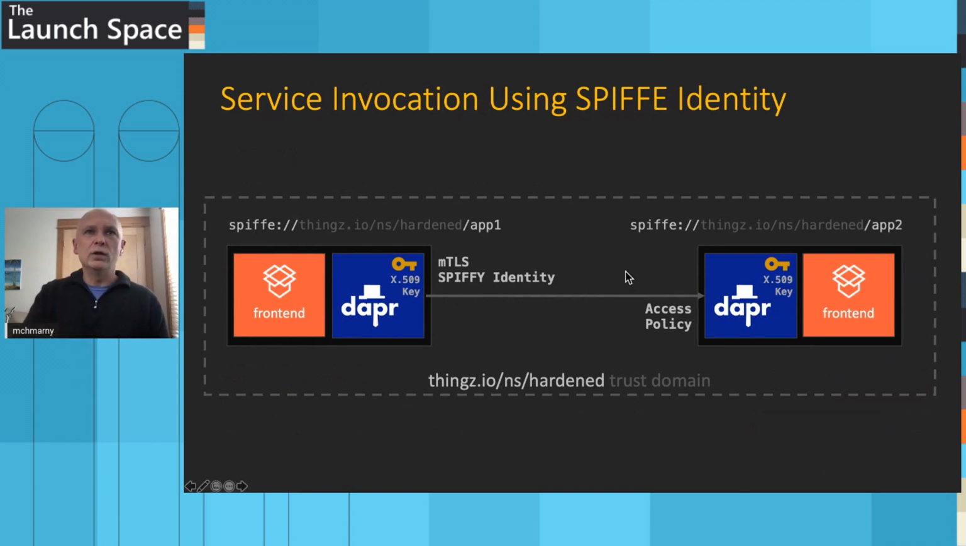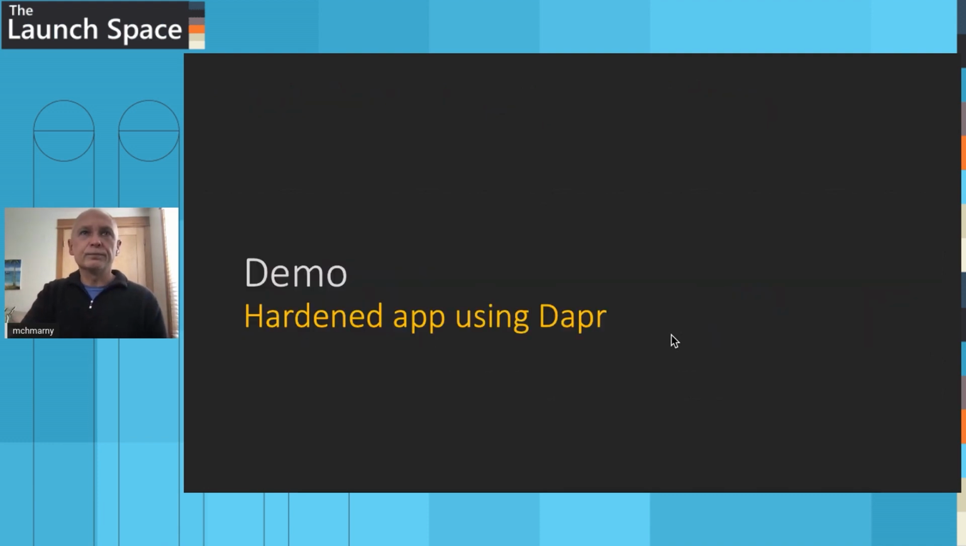So now when you come into Dapr, using the SPIFFE identity, you have deep knowledge of application 1 invoking application 2. You can use access policies to control who the application is and which type of functionality that invocation can be performed on, because it's all done inside of a trust domain.